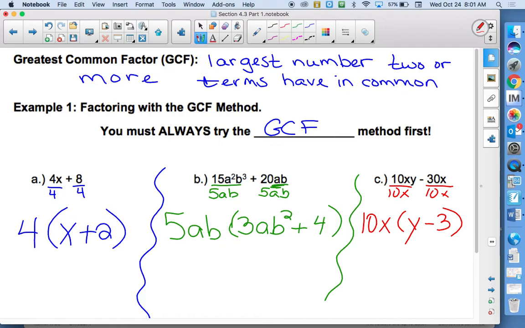Questions? So just take it piece by piece. Look at the number, look at each different variable, and see what they both have in common. So that's the greatest common factor method, where you start. Look at a problem and ask, do they have something in common? If so, you want to pull that out before you try to factor it in any other way.